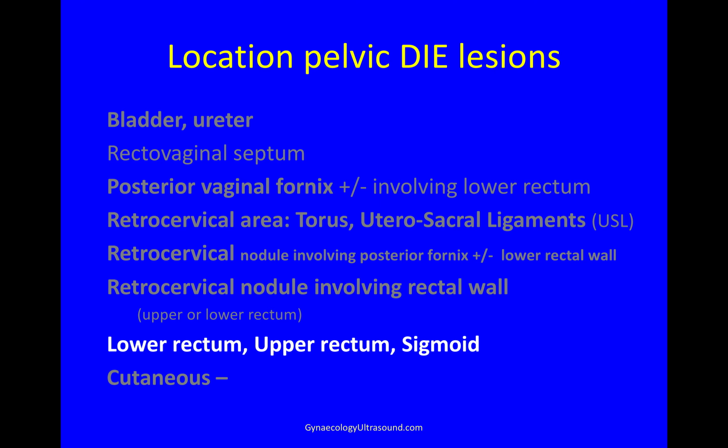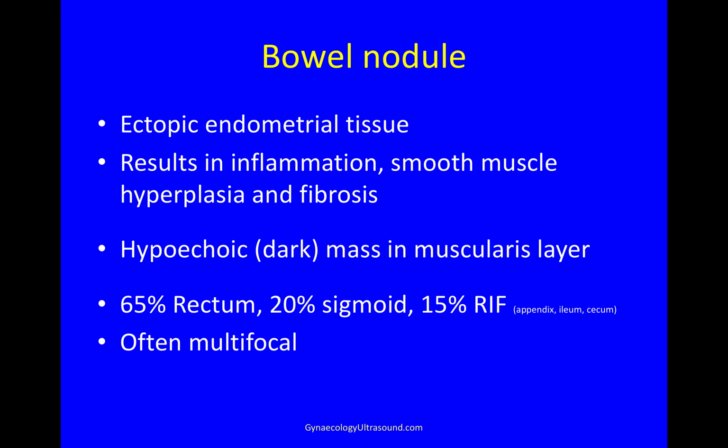Looking for bowel nodules now in the lower rectum, upper rectum and sigmoid. A bowel nodule is again ectopic endometrial tissue in the muscularis layer this time, resulting in inflammation, smooth muscle hyperplasia and fibrosis. And it results in a hypoechoic mass in the muscularis layer. Mostly this is in the rectum, whether it's upper or lower. 20% of cases are in the sigmoid, 15% in the right iliac fossa, either appendix, ileum or cecum, and it's often multifocal.